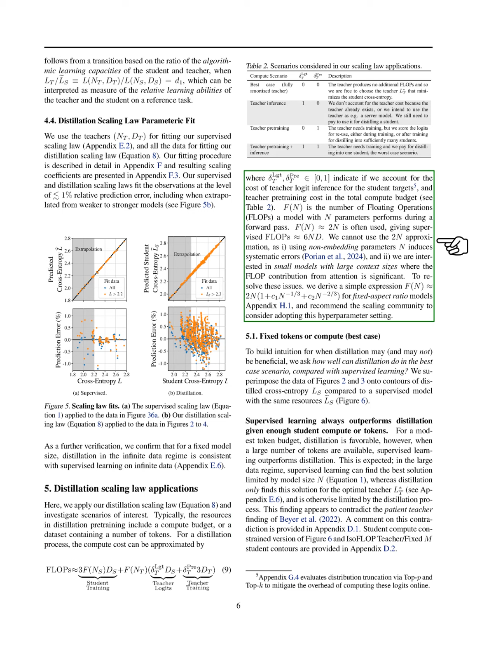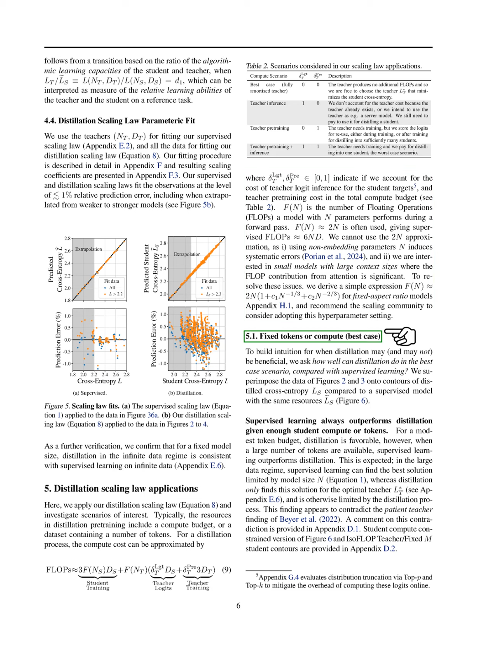To address this, we derive a straightforward expression for fixed aspect ratio models and suggest that the scaling community adopt this hyperparameter setting. To understand when distillation may be beneficial, we compare its performance in the best-case scenario against supervised learning. We overlay data onto contours of distilled cross-entropy compared to a supervised model with the same resources. We find that supervised learning consistently outperforms distillation when sufficient student compute or tokens are available. While distillation is advantageous with a modest token budget, supervised learning excels when a large number of tokens are present.